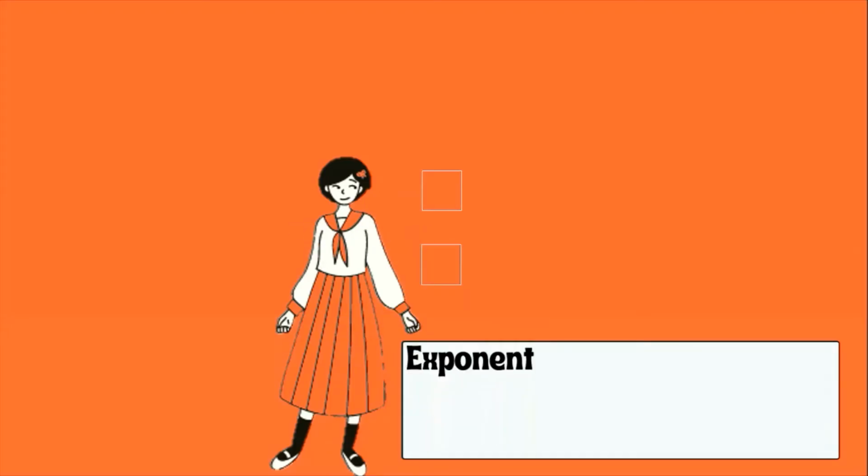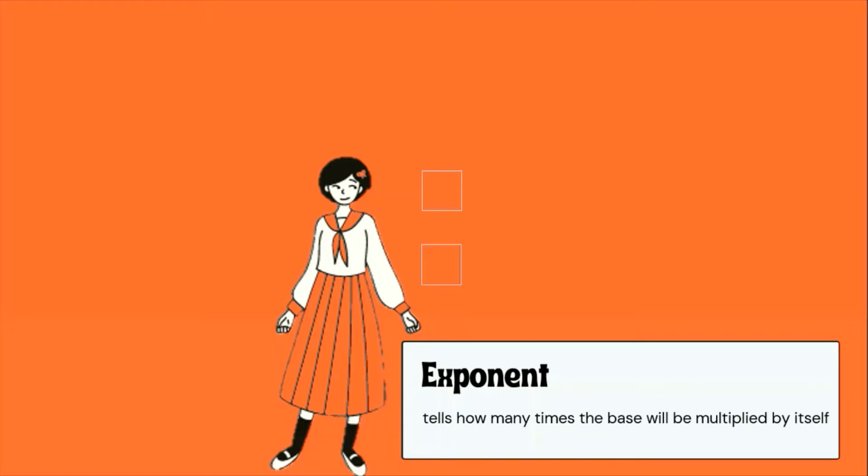First, what is an exponent? Exponent tells us how many times the base will be multiplied by itself. Ito ang basic form ng exponents where a is the base and n is an exponent. Ang exponent ay laging sinusulat sa upper right side ng base. Hindi siya sinusulat ng magkapantay sa base at hindi sila magkasing laki.